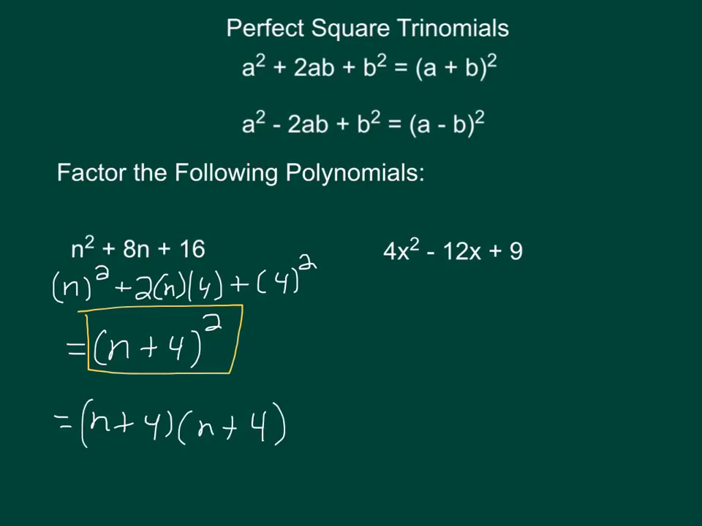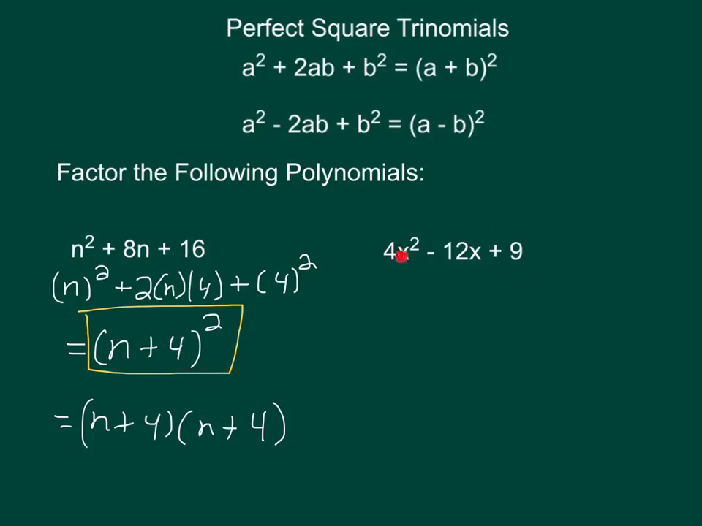And if you had just factored this the normal way, you would have tried to figure out what the two numbers were that multiplied to 16 and added up to 8, and you'd get positive 4 and positive 4 there. So you could end up with the same answer doing it the traditional way. This is just a nice little shortcut.